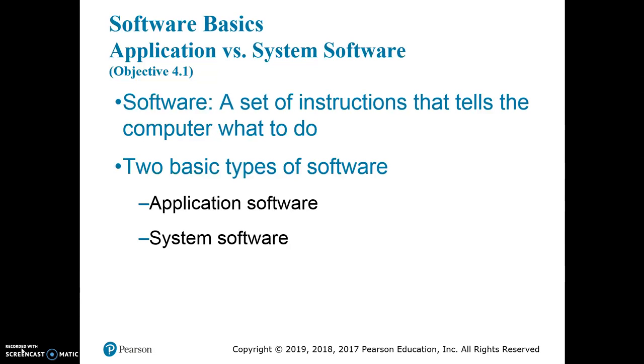Application software is used to do tasks at home, school, and work. Okay, so examples would be word processing, spreadsheets, those types of things. And system software helps run the computer and coordinate instructions between application software and the computer's hardware devices.